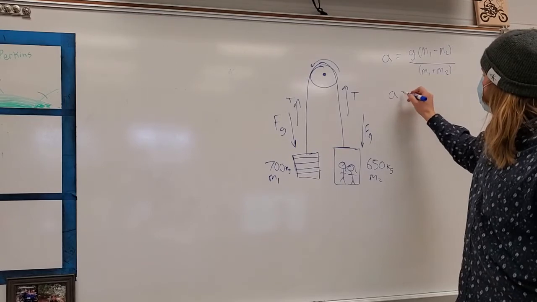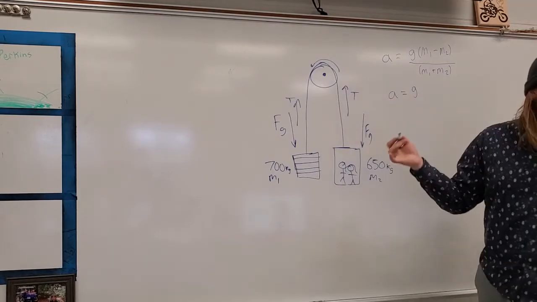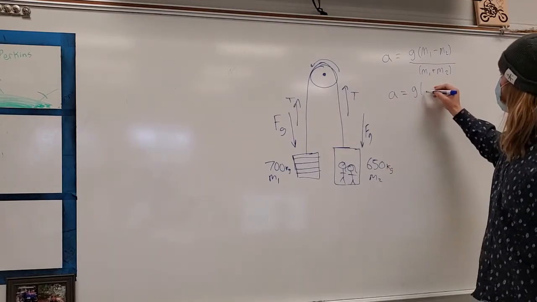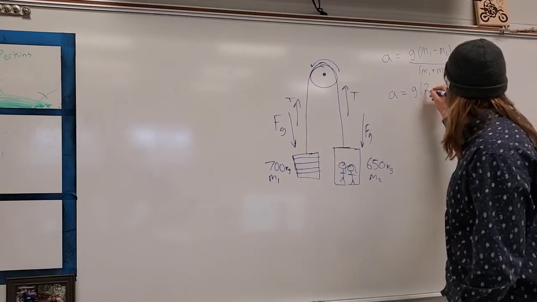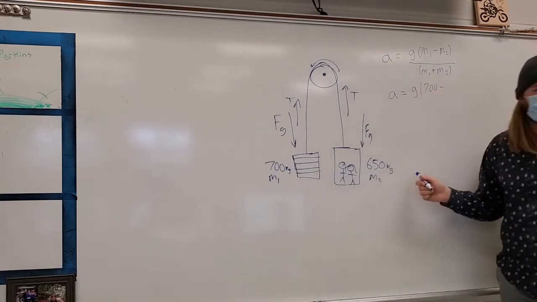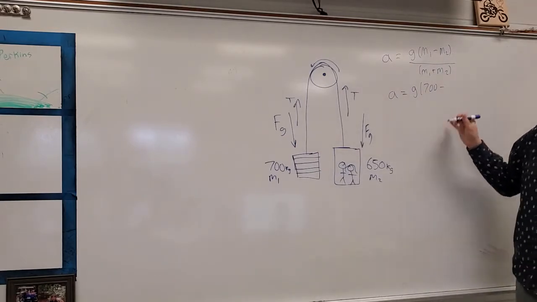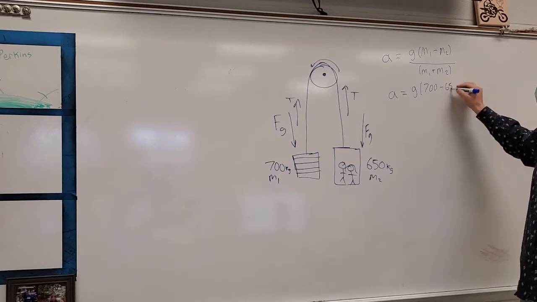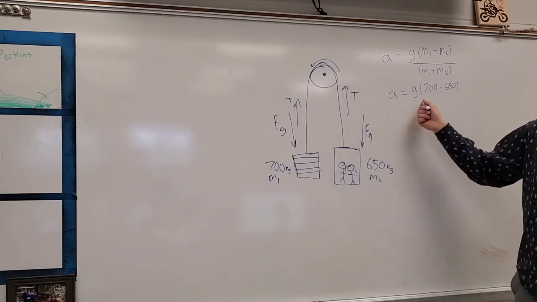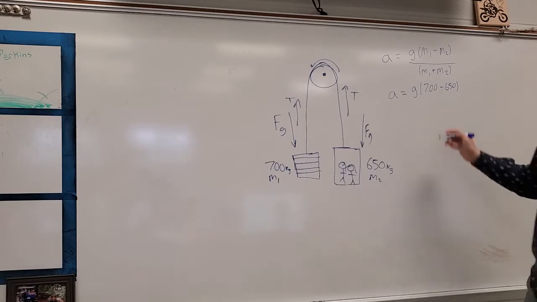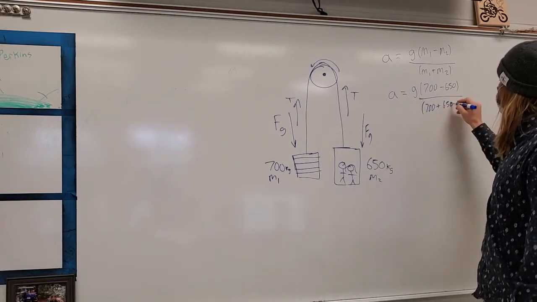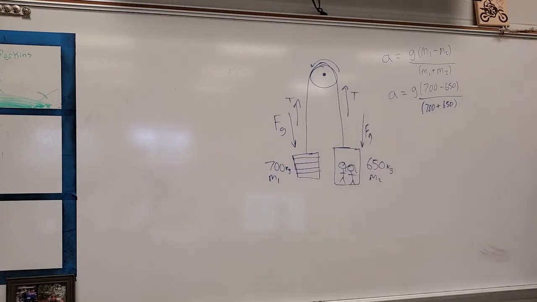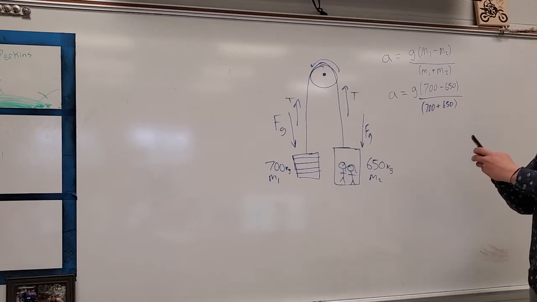So our acceleration is going to equal g, which we know is gravity. What do I put in for mass 1? 700. Yes. What do I put in for mass 2? 650. Yeah. And now we just add it at the bottom. Okay? And then we use our calculators here.